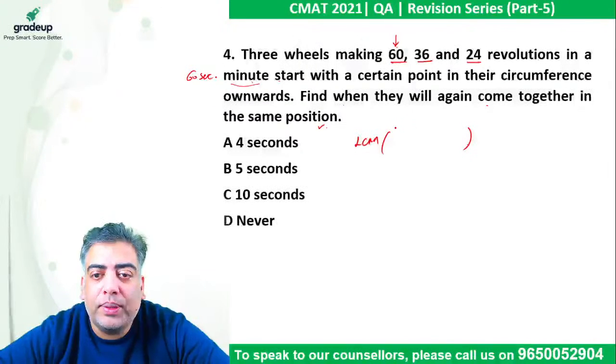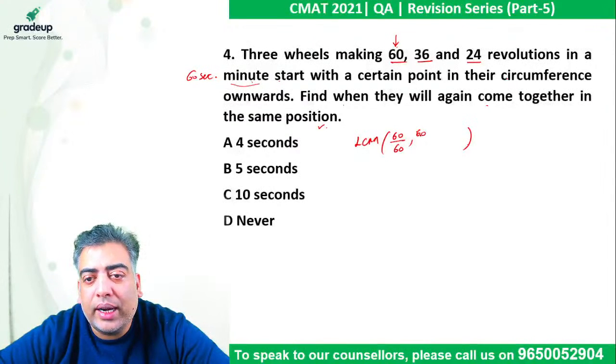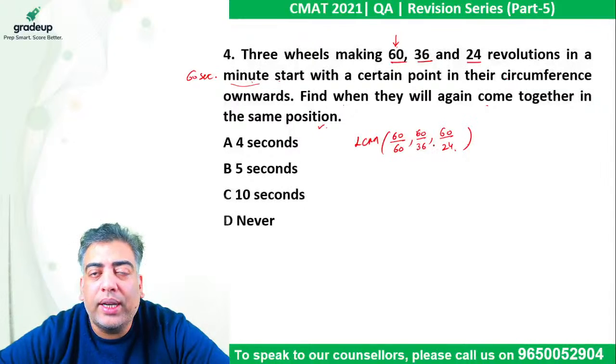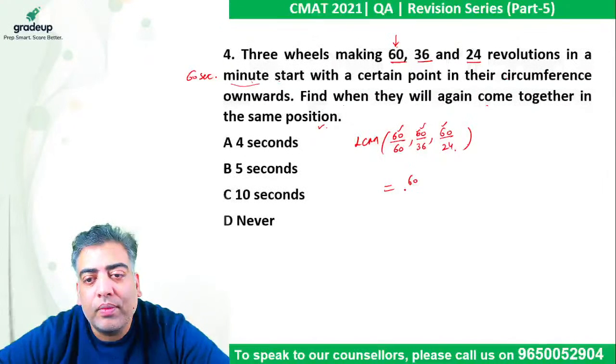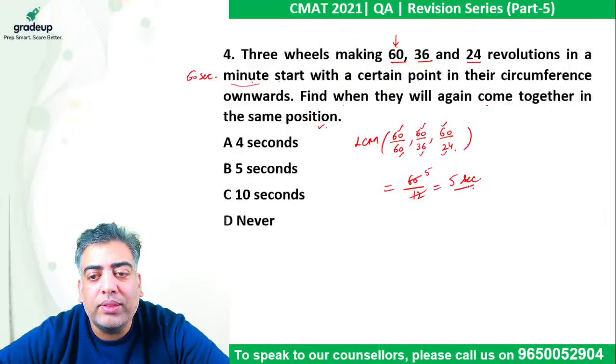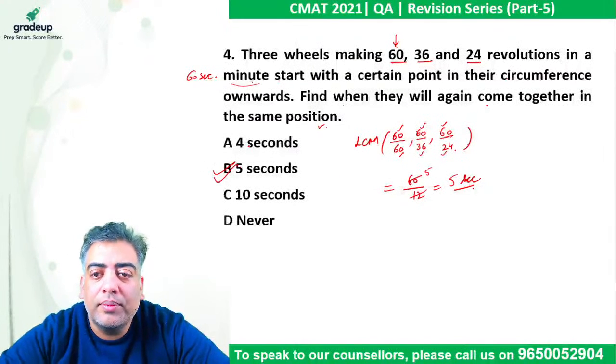one revolution will be 60 seconds divided by 60? And here it will be 60 divided by 36, and here it will be 60 divided by 24. Now to take LCM of fractions, we need to take LCM of values in the numerator, which is 60, divided by HCF of the values in the denominator, which is 12. So 12 5s are 60, get cancelled out. Answer comes out to be 5 second. Hence correct answer option is B.